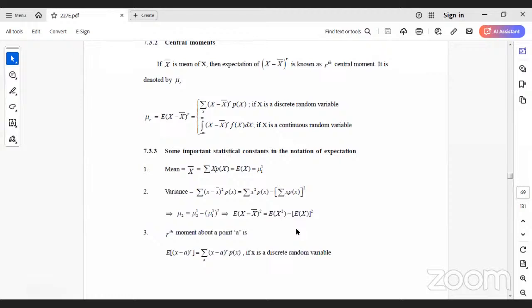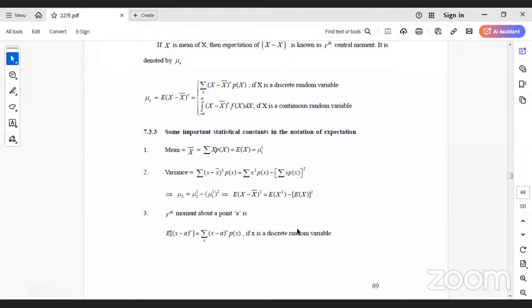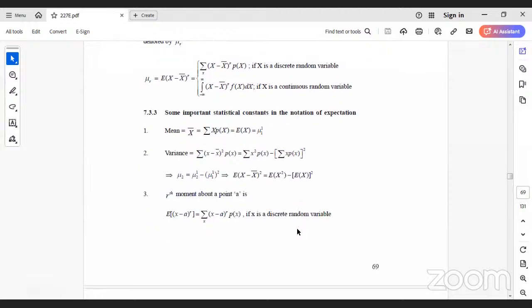Some of the important statistical constants in the notation of expectation we are taking here. X bar is equal to summation of x P of x. Summation of x P of x we can write as E of x. So E of x, that is the mean, we are writing here as mu1 dash. Where summation of x minus x bar whole square P of x is equal to summation of x square P of x minus summation of x P of x whole square. That is mu2 is equal to mu2 dash minus mu1 dash whole square.